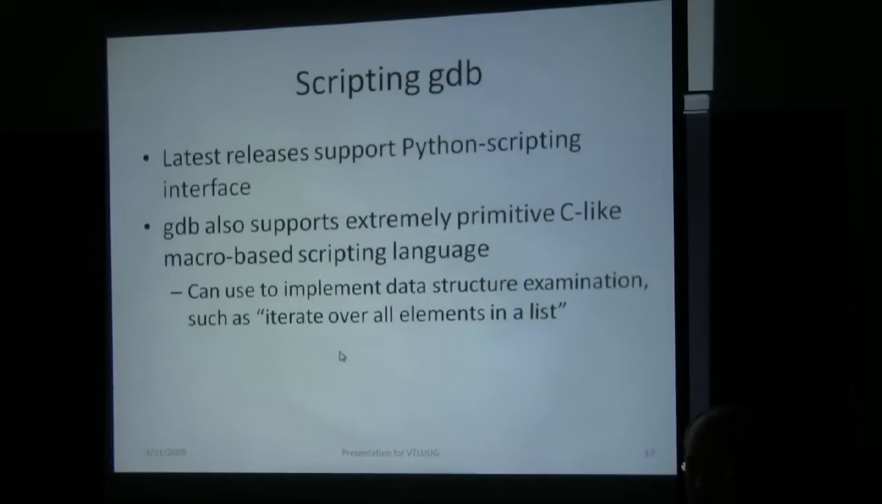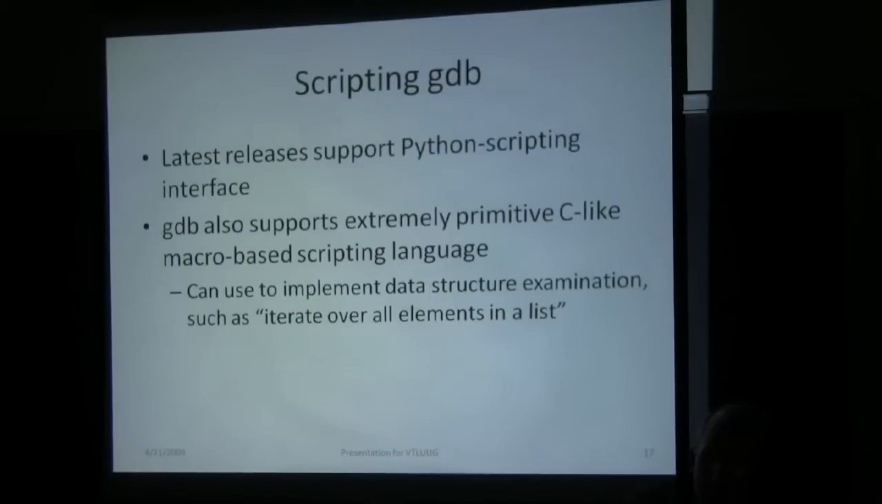Next on the slide is scripting GDB. There are at least two scripting interfaces for GDB. There's the old, traditional, very primitive macro facility that GDB has, which only supports set, printf, while, if, and else. Recent versions of GDB, although they don't seem to be part of most standard Linux distributions yet, I have to say, also support scripting GDB using Python.